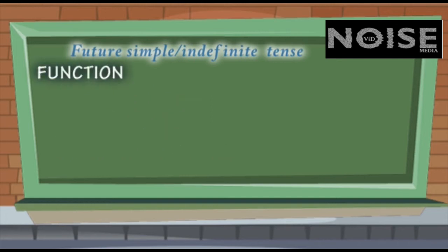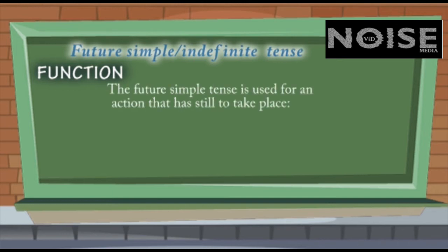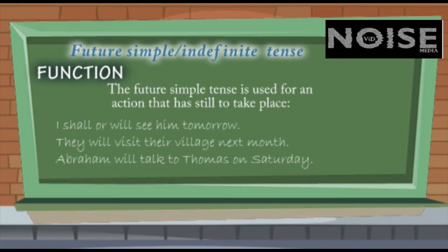Now let's do the function. It's very important to know the function of a tense because by knowing it we know the reason why we use this tense. So the future simple tense is used for an action that has still to take place. For example, I shall or I will see him tomorrow. They will visit their village next month. Abraham will talk to Thomas on Saturday.